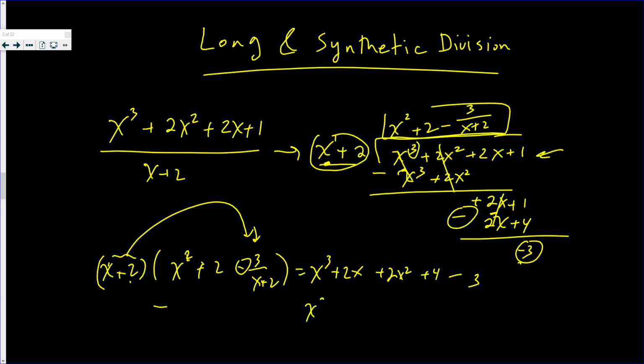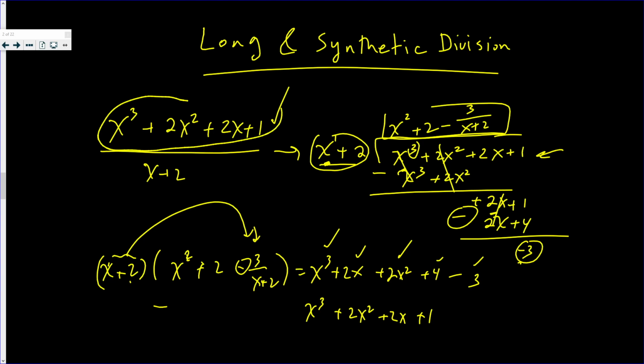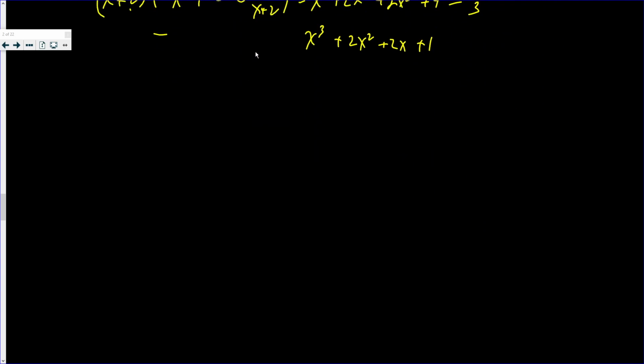We get x cubed plus 2x squared plus 2x plus 4 minus 3 is plus 1. Got it. We got this. I multiplied these two and I got this, which was always the numerator. So you can always check your work, and you really should.